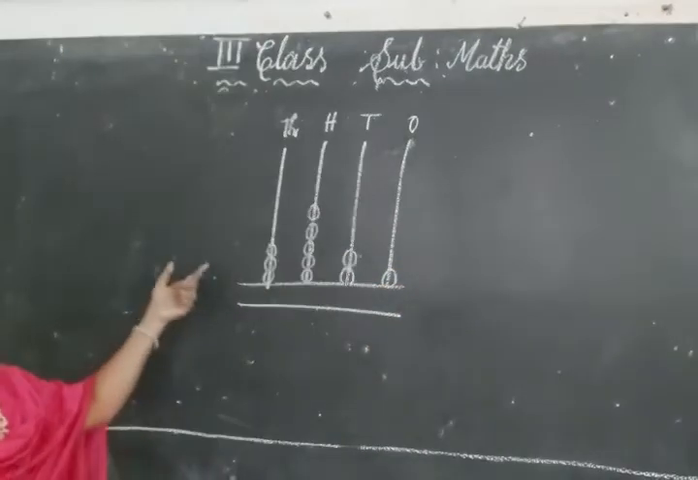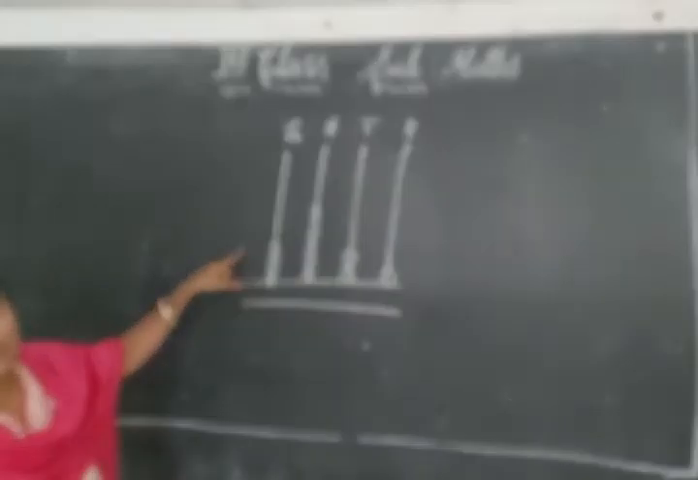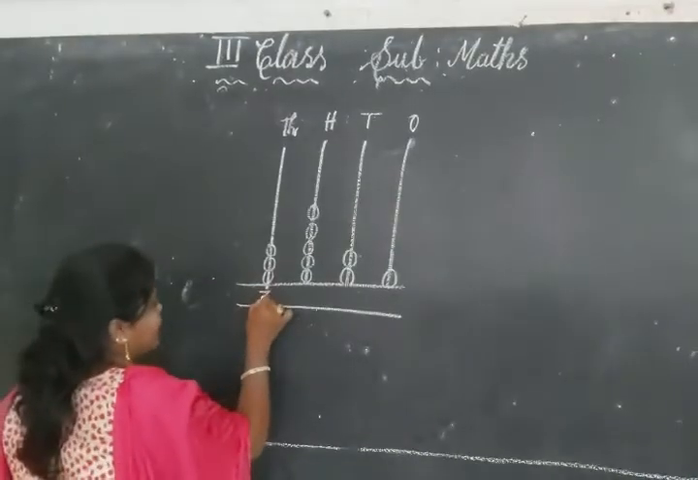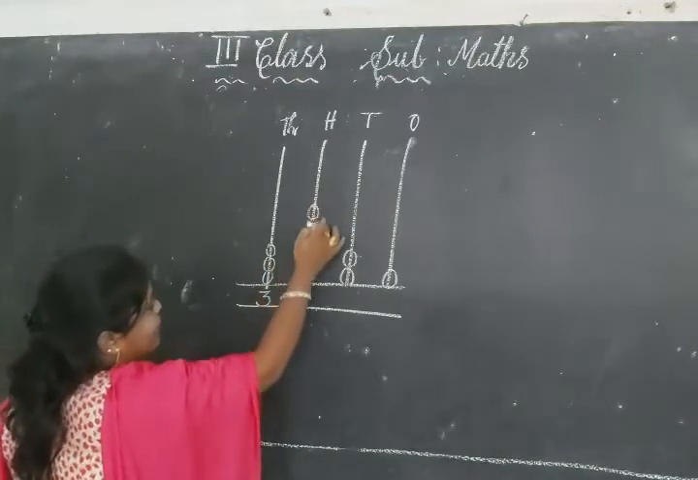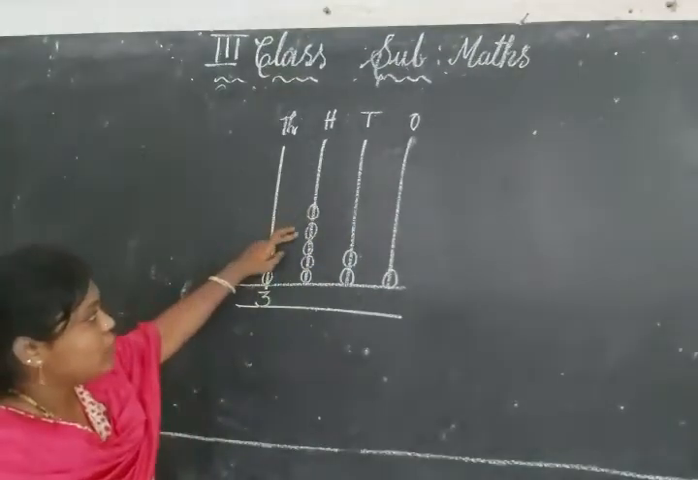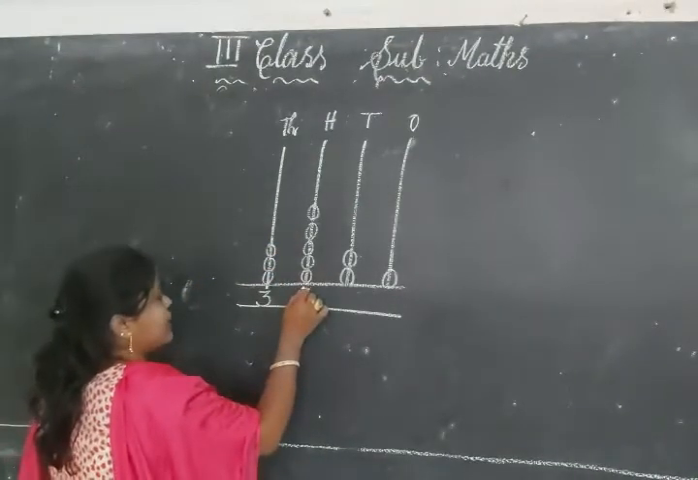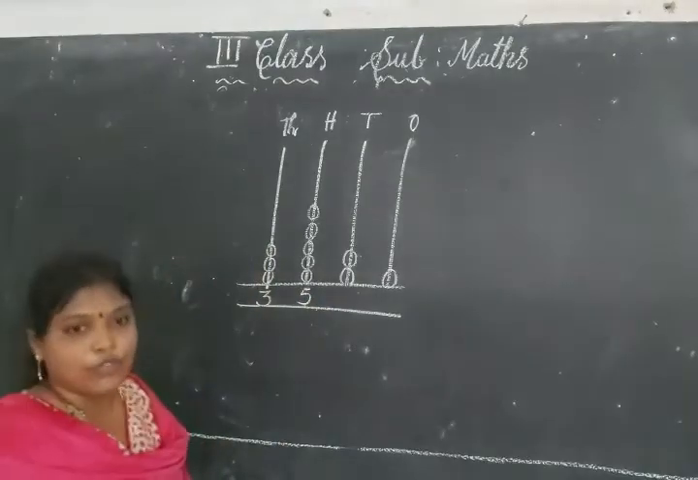Children, can you tell me what is the number on thousands rod? It is 3. So write 3. And how many beads are there on hundreds rod? 1, 2, 3, 4 and 5. So the digit in hundreds place is 5.